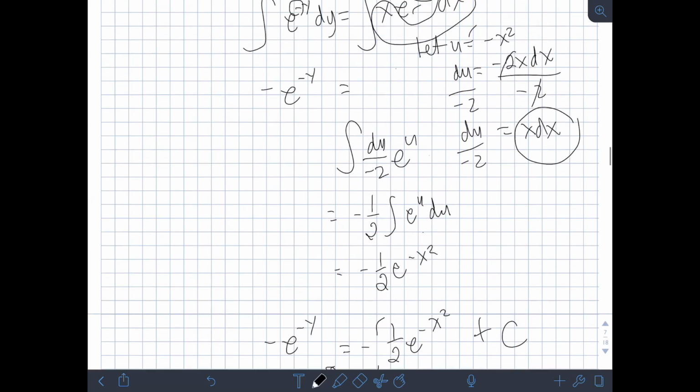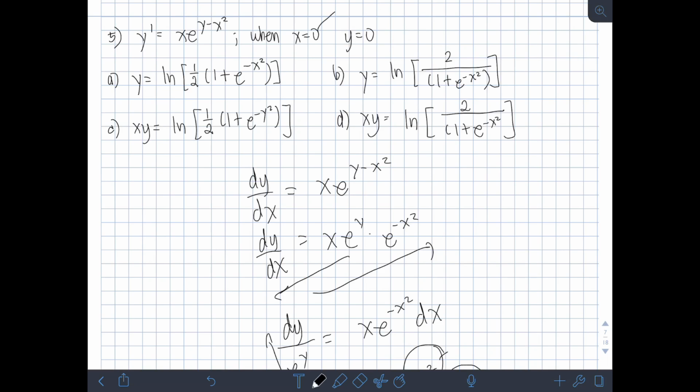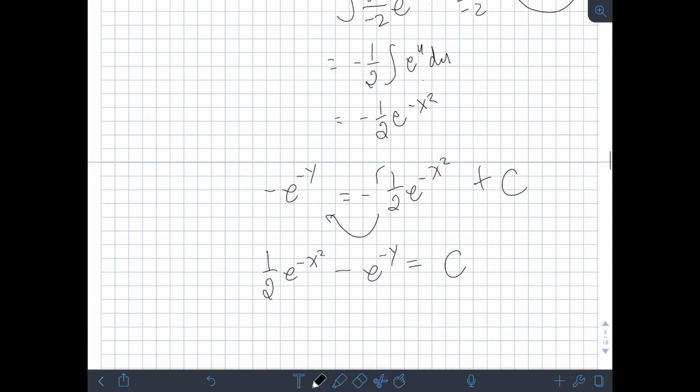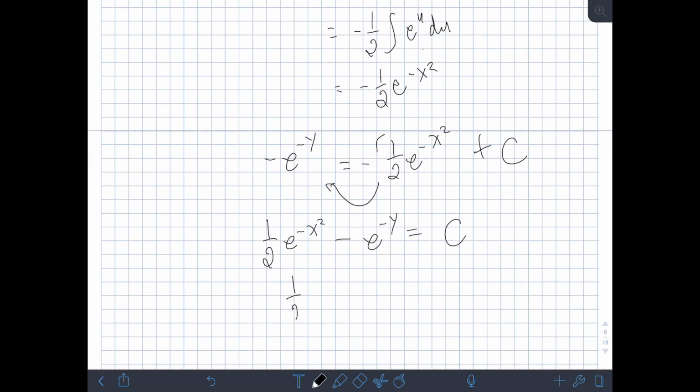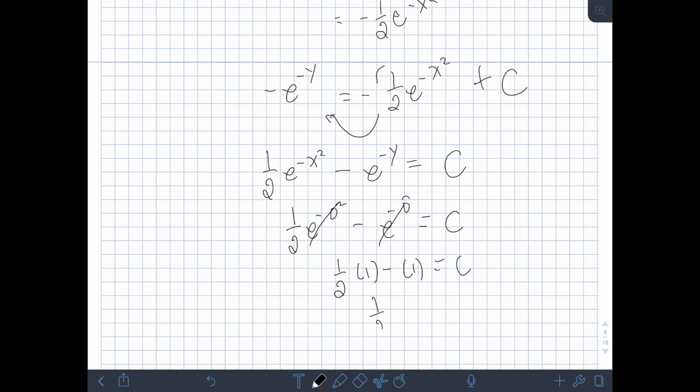Ngayon, masasolve natin si c using yung condition when x is equal to 0, y is equal to 0. So, substitute natin. 1/2 e raised to negative 0 squared minus e raised to negative 0 equals c. So, parang 1/2, 1 lang naman, 1 din equals c. So, 1/2 minus 1 or simply negative 1/2 si c.